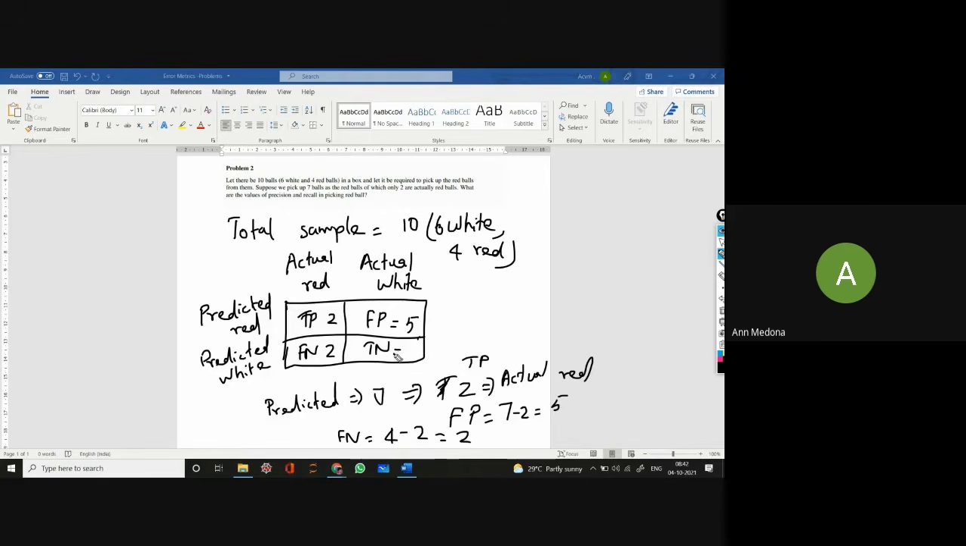Similarly, you can find the value of true negative. Okay. So total white is equal to 6. Here false positive is equal to 5. So true negative can be written as 6 minus 5, which is equal to 1. So this will be your true negative. If you add these two, you will get the total number of red balls, 4. If you add these two, you will get the total number of white balls, which is 6. So precision is nothing but true positive by true positive plus false positive, which is nothing but 2 by 7. For recall, your answer will be 1 by 2.